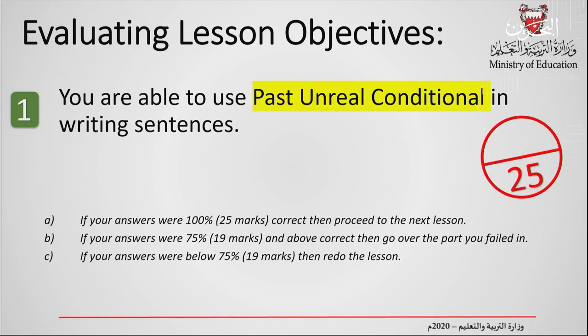If you have finished the lesson with 100% correct answers, that means 25 marks, then you can proceed to the next lesson. If you have 75% correct answers and above, that means 90 marks and more, you can go over the part you failed in and redo it. If you have 75% or lower, that means 90 marks and below, then redo the whole lesson.